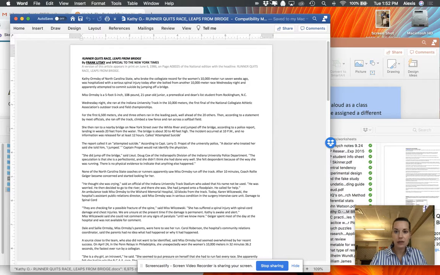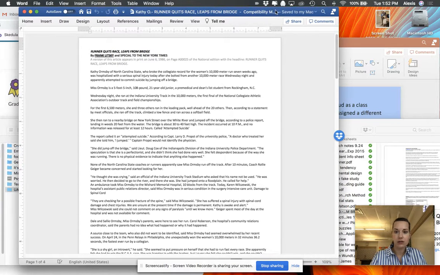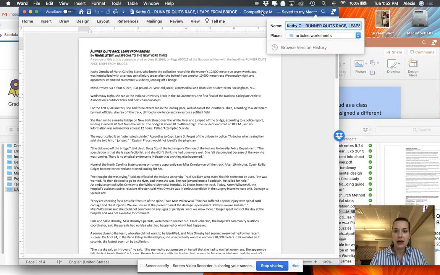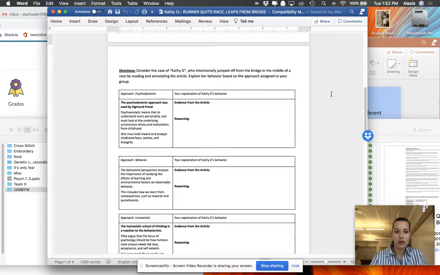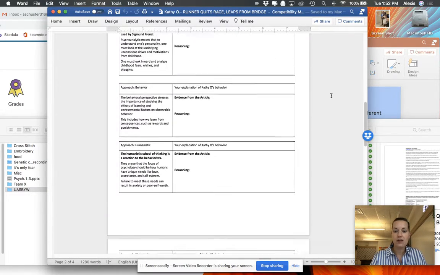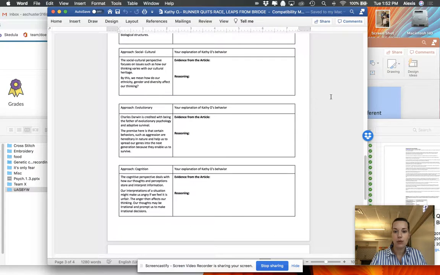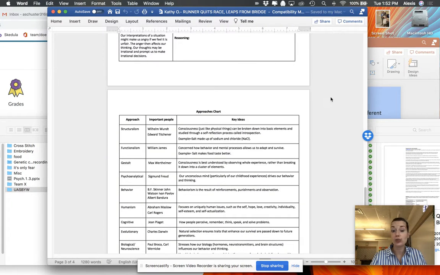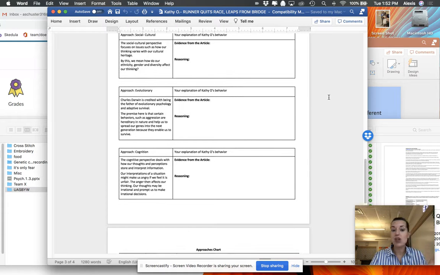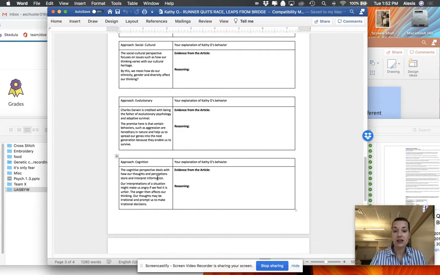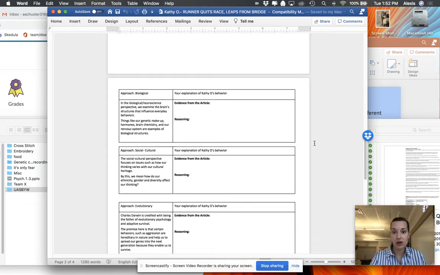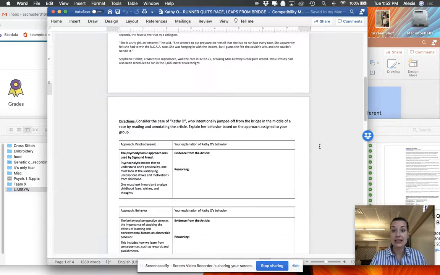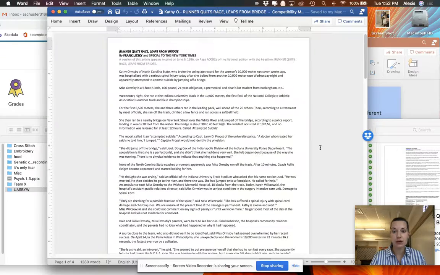Okay, so we're going to read this article together, and you'll be able to see as you scroll down, you can pick one of these approaches that you want to do. Actually, two approaches. So maybe you want to do a cognitive approach, and maybe you want to do a biological approach. Whatever is interesting to you. And yes, I will make this bigger so it's easier to read.